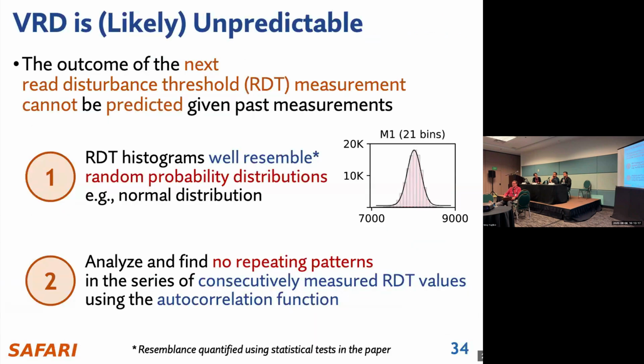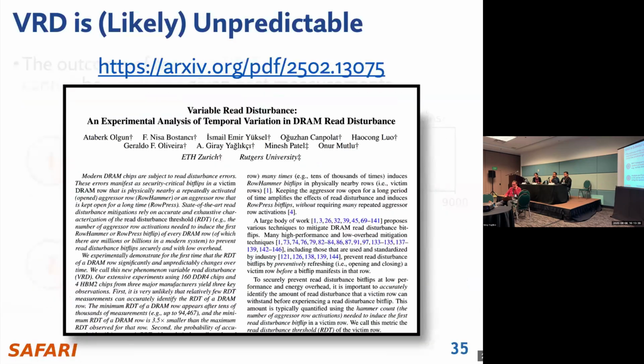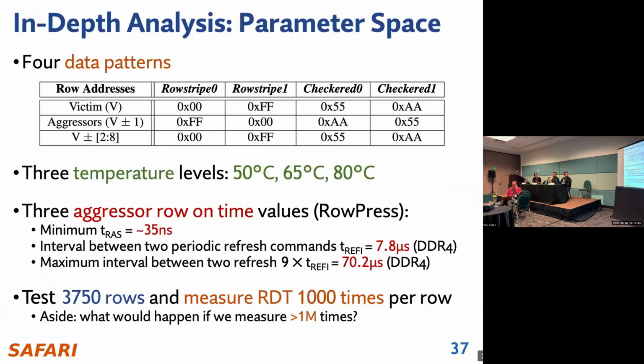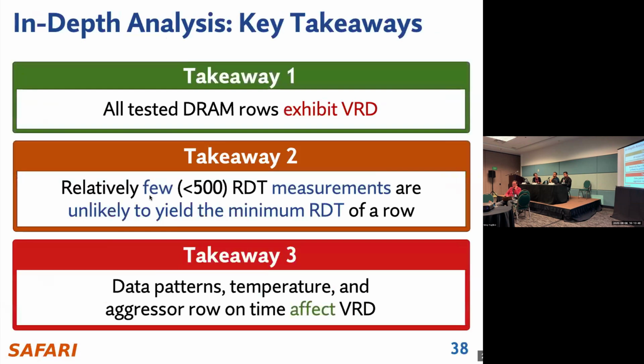And we find that VRD, variable read disturbance, is likely unpredictable because we did a lot of statistical tests, and we see random probability distributions, and we find no repeating patterns in the series of consecutively measured RDT values using the autocorrelation function. So this is kind of similar to the variable retention time phenomenon. There's in-depth analysis that I will not go into in a lot of detail. I will probably go through this really fast, but let me give you the key takeaways.